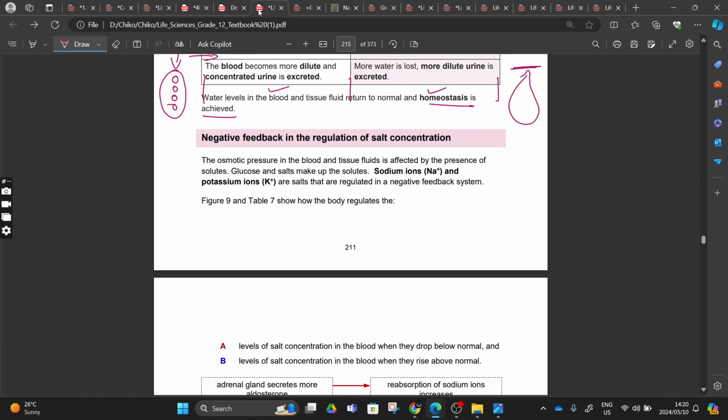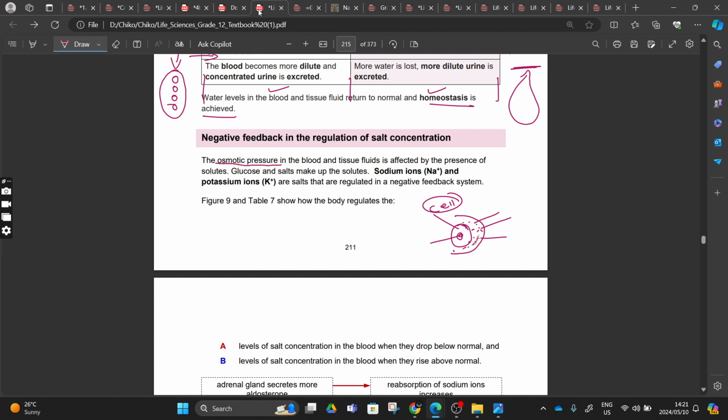Our time is up. But negative feedback in the regulation of salt concentration, and then the osmotic pressure. We talk about osmotic pressure. We have capillaries and we have our cell here. This here will be the solutes. This will be the salt, the glucose, the potassium, right? This one will be the cell. You know it's a cell having a nucleus, having a cytoplasm.